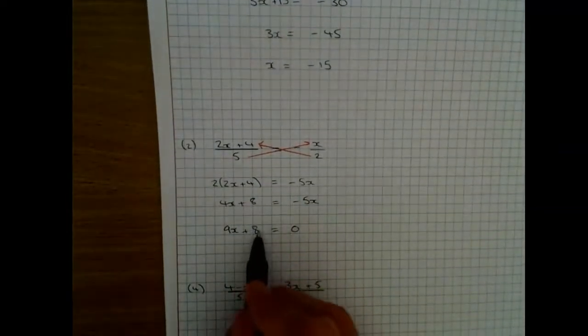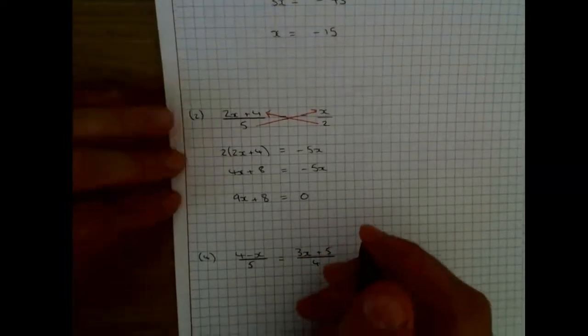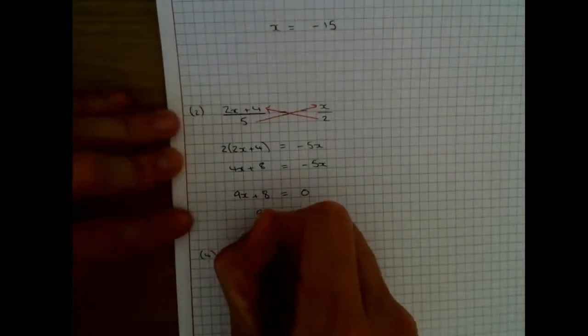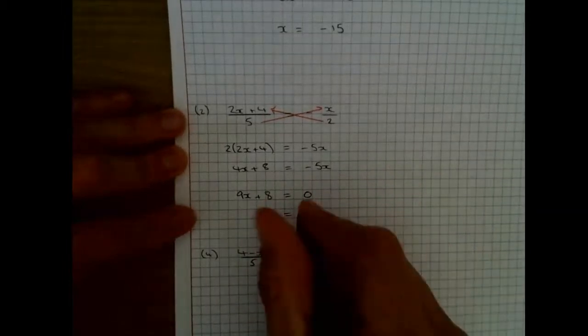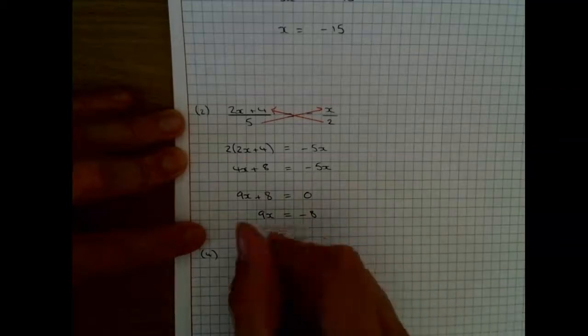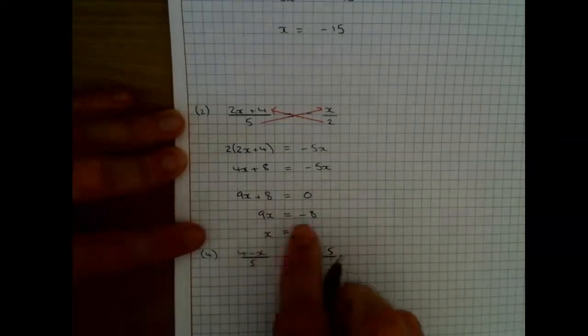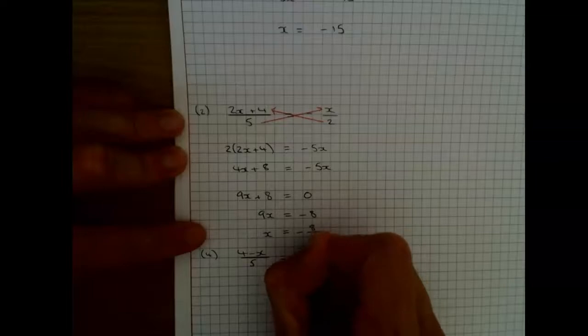Now, if I want to get rid of this 8, I'd have to subtract 8 from both sides. So I'd be left with 9x is equal to, because I've subtracted 8 away, minus 8. And then finally, to get the x by itself, I would have to divide both sides of the equation by 9. So you have minus 8 over 9.